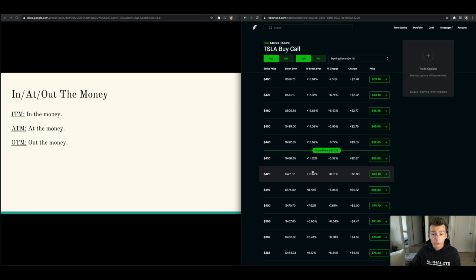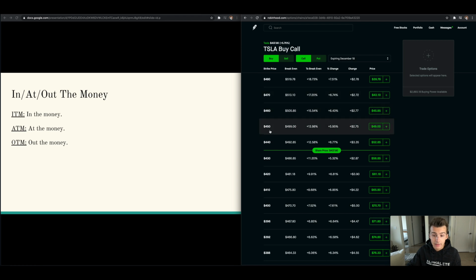Now, for calls, in the money means that your underlying share price is above the strike price that you're looking at. So these are in the money, and now these would be out of the money because the share price is below the strike price.